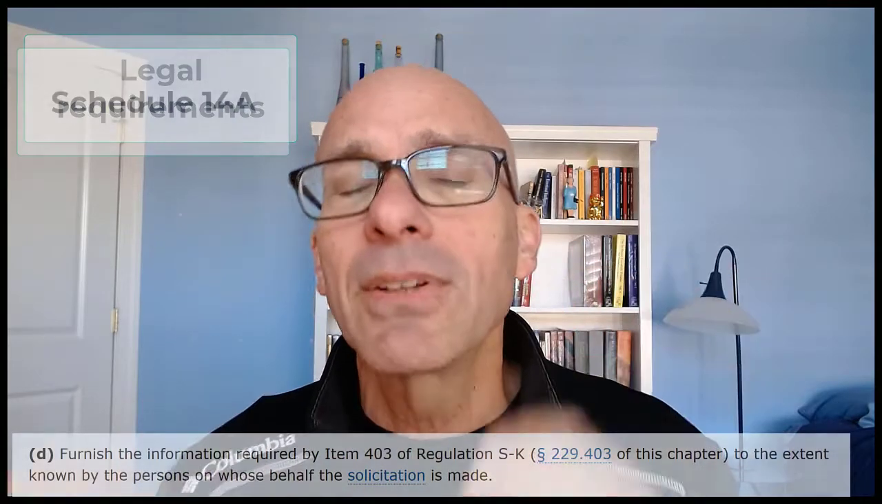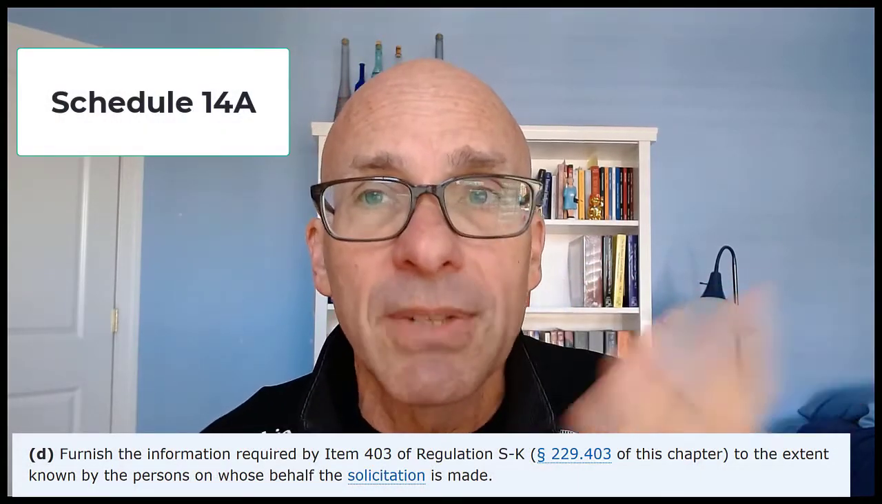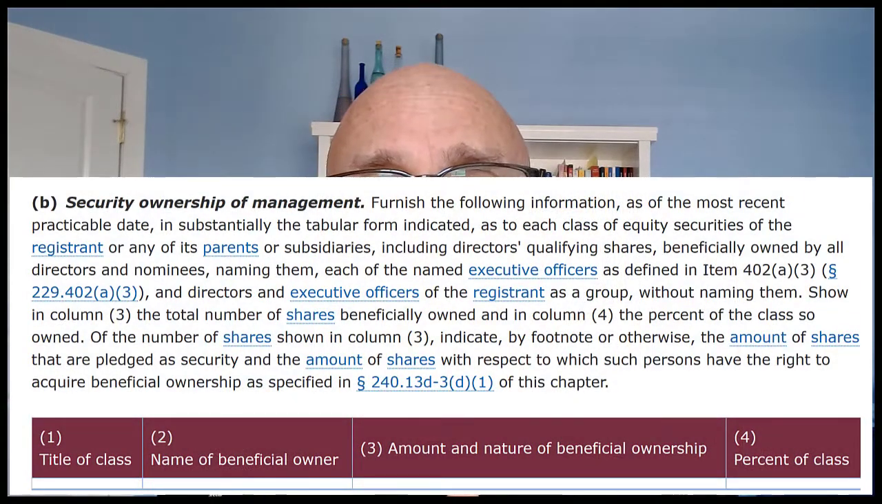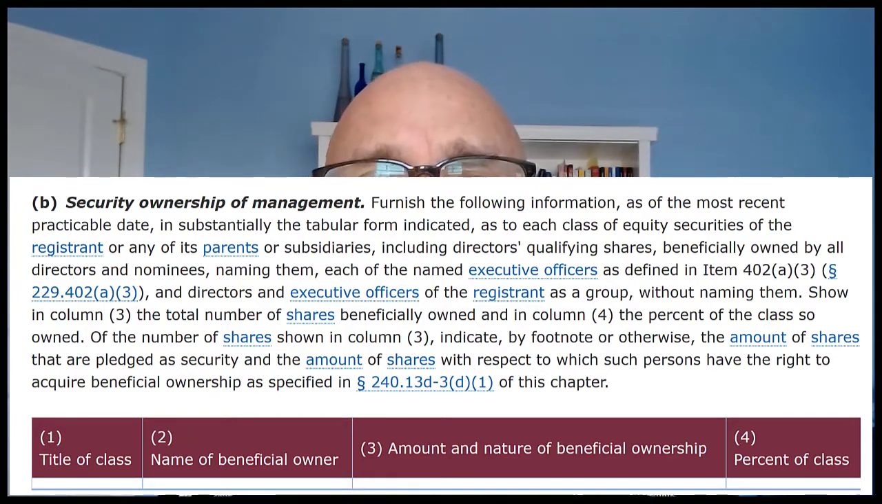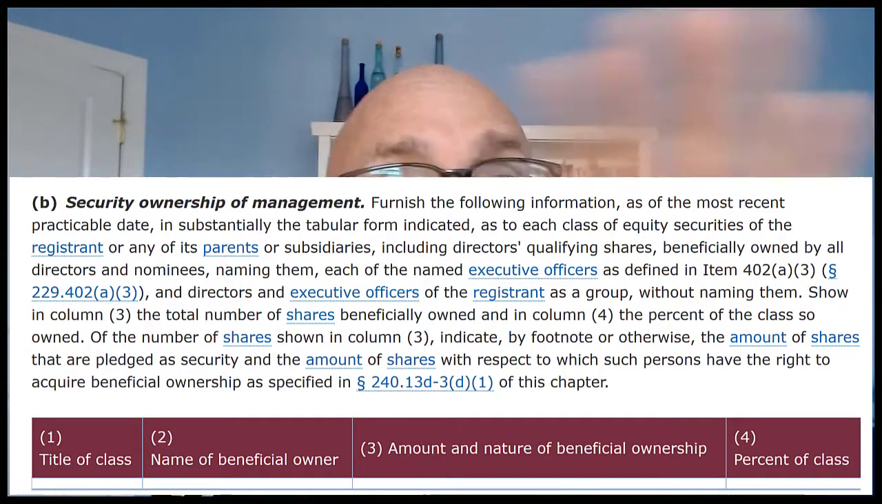The legal requirements. Under Item 6D of Schedule 14A, companies are required to provide a beneficial ownership table in their proxies, which is incorporated by reference into the Form 10-K under Item 12 of that form. Item 403B of Regulation S-K spells out what the table should look like. It requires disclosure of the equity securities beneficially owned by directors, director nominees, and named executive officers, as well as a total of all these people, including other executive officers too, as a group.